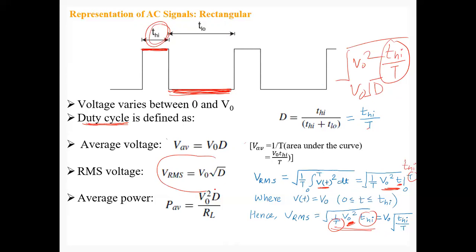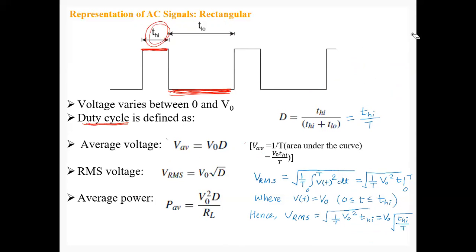That's what we have here, VRMS. Similarly, what is the power? Power is simply V squared over R, right? We know the formula. Okay, so power equals V squared over R.